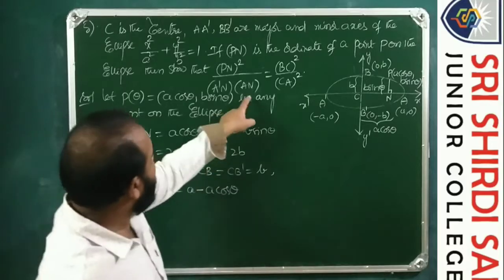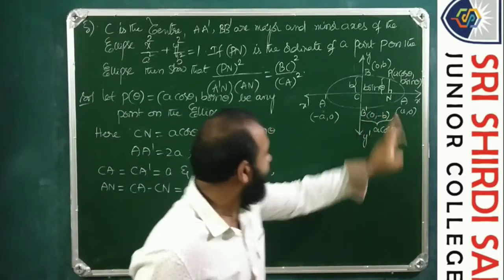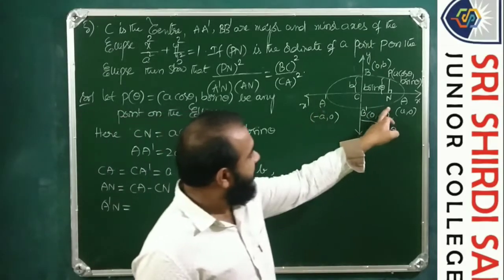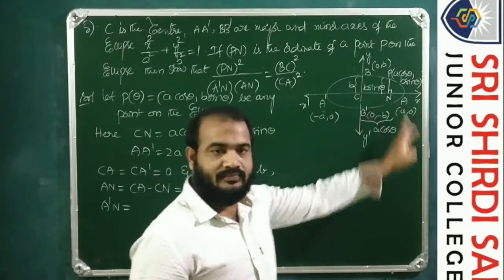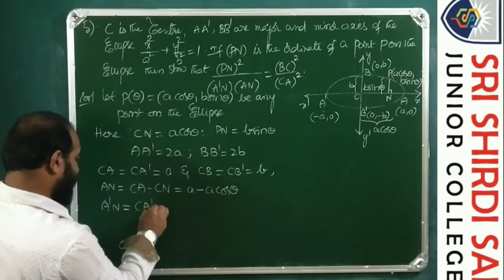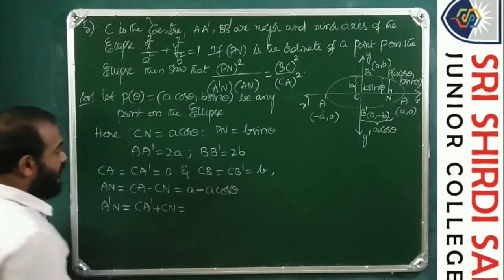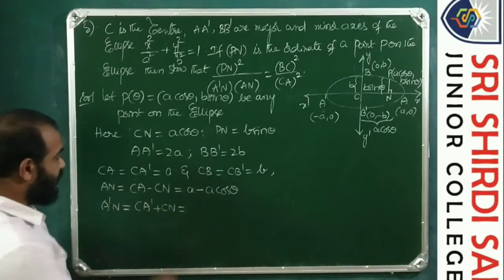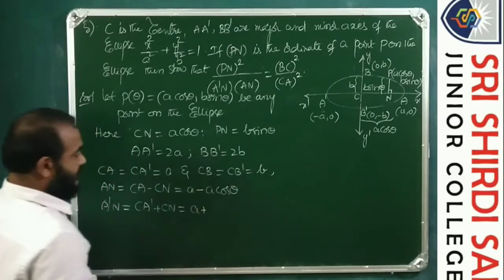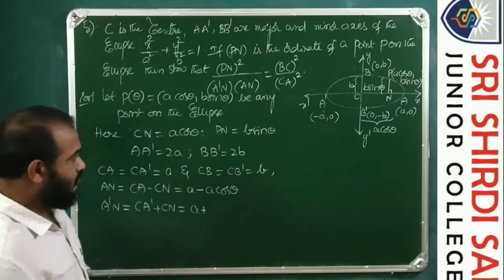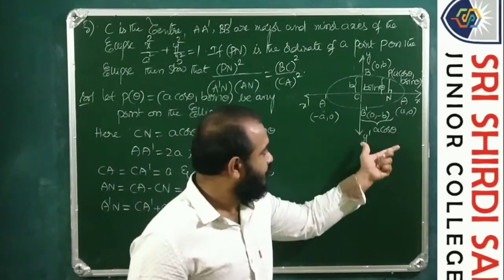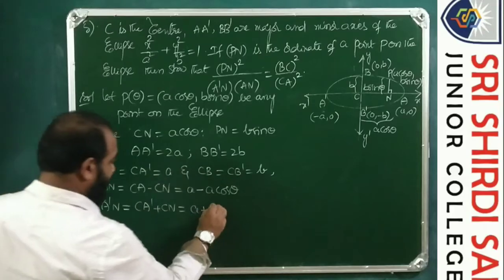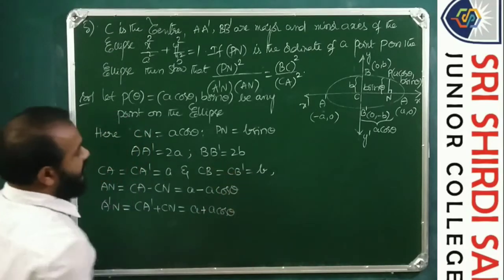Likewise, what is A dash N? So this A dash N is nothing but CA dash plus CN. So CA and CA dash both are a, therefore CA dash is equals to a here, plus CN is equals to a cos theta. Therefore we have everything here.